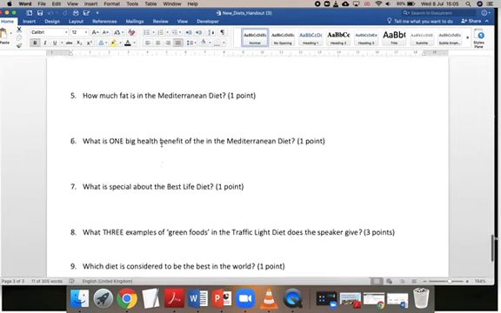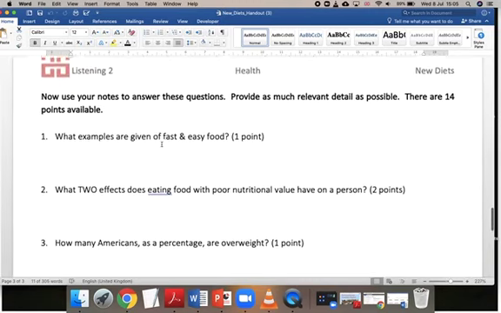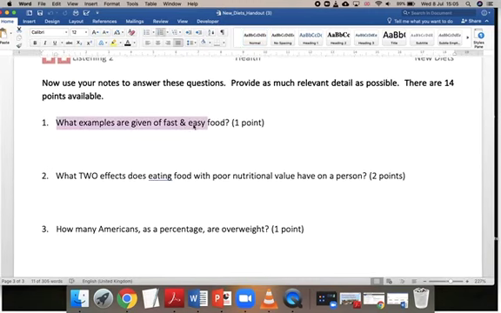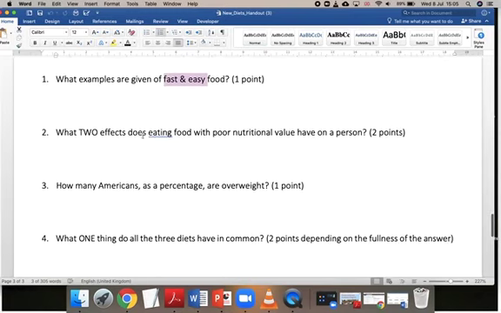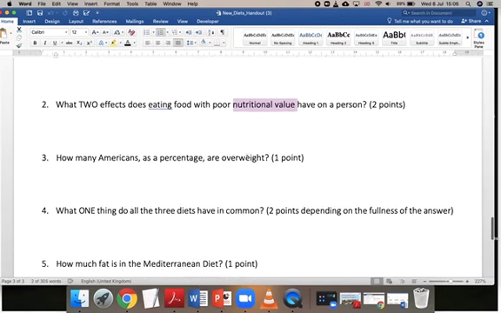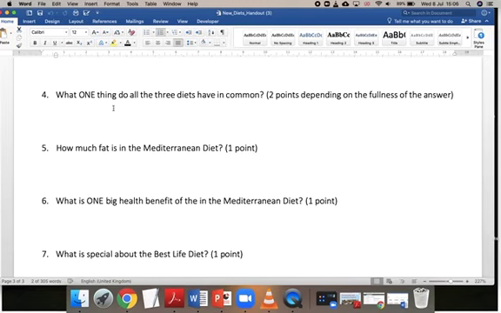There are 10 questions. Let's have a look at them. What examples are given of fast and easy food? You can even predict, fast food. What 2 effects does eating food with poor nutritional value have on a person? Please make sure you understand this word, nutritional value. How many Americans as a percentage are overweight? So you just need a number. What one thing do all 3 diets have in common? What does it mean, in common?